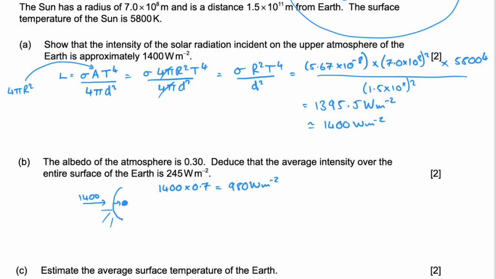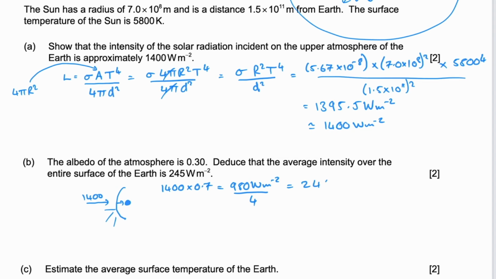Do you remember what happened before? We said, to average out over the whole surface area of the Earth, we have to divide by 4. We have to take a quarter of that. So we take a quarter of 980, 980 divided by 4, and that gives us 245 watts per metre squared. So when you take into account the Earth's atmosphere and the entire surface of the Earth, the actual proportion of the solar constant that's received on the surface of the Earth is averaged out to 245 watts per metre squared.